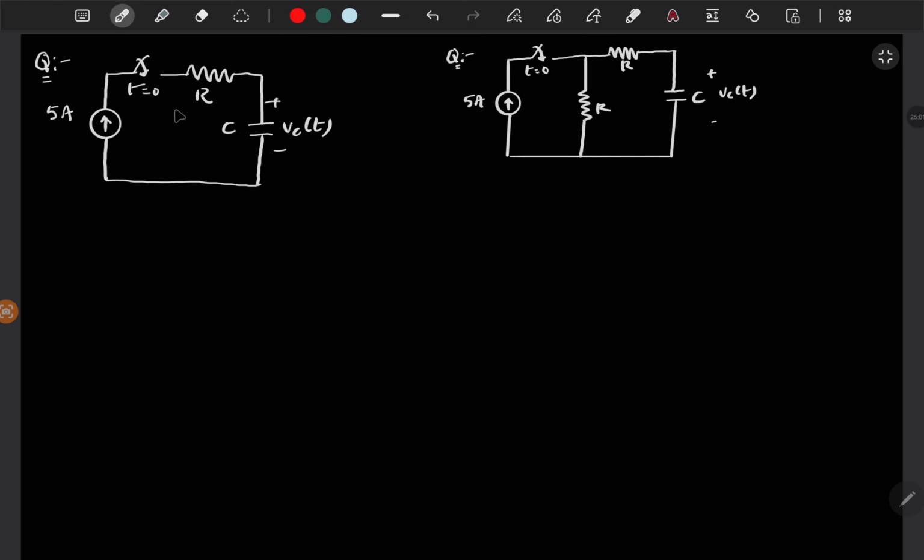So here you are pumping a constant current. Since these two are in series, it doesn't matter what the impedance here is, you are directly pumping a constant current of 5 amps through this capacitor, right? If you pump a constant current through a capacitor, then there should be a linear change in the capacitor voltage. So since you are pumping at t greater than 0, for t equal to 0 the switch is closed, so you will get a linear function for Vc of t.